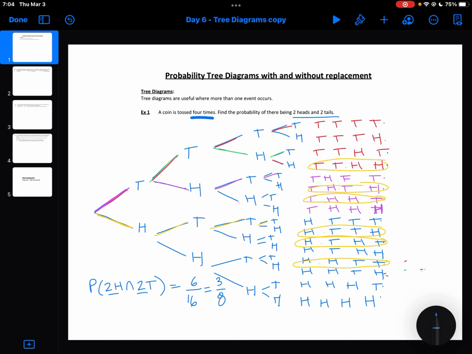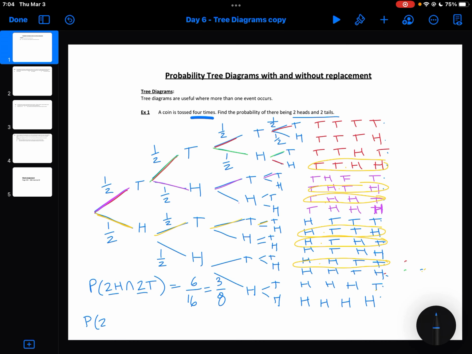I could also figure this out by finding the probability of one pathway and multiplying by the number of similar pathways. This works really well because my probability for each event is 1 out of 2. So multiplying along any single pathway of your tree diagram will give you the probability of those events occurring. Okay, so everything is a half when we're flipping a coin.